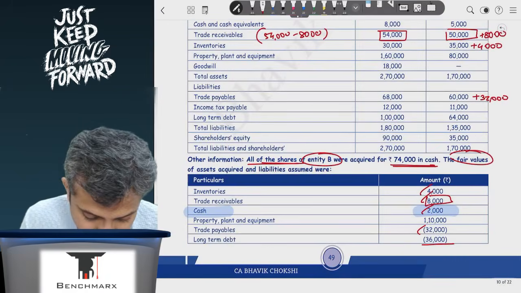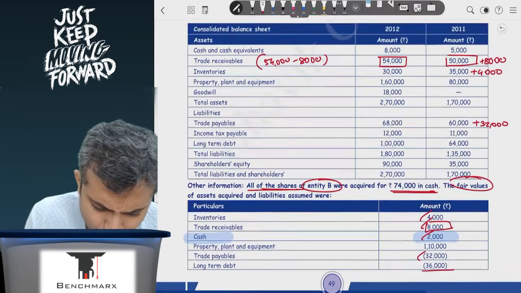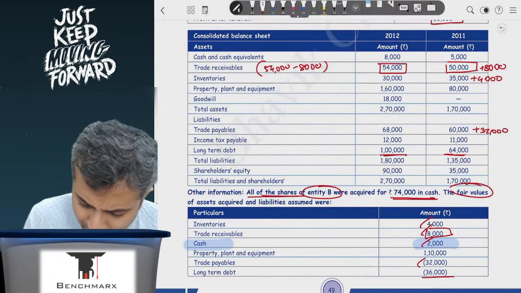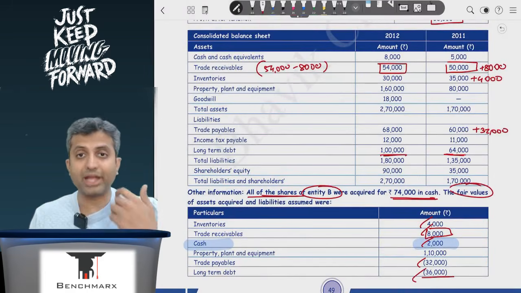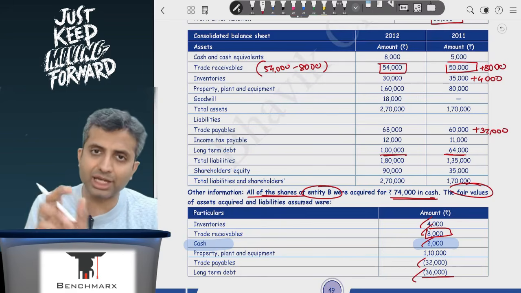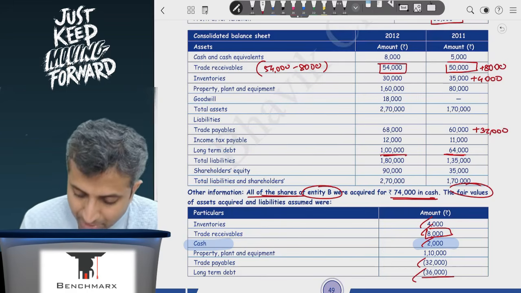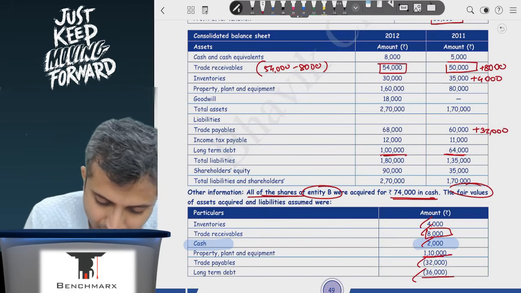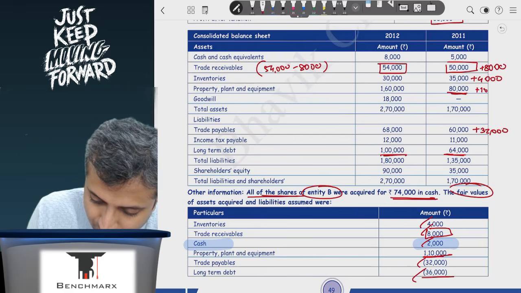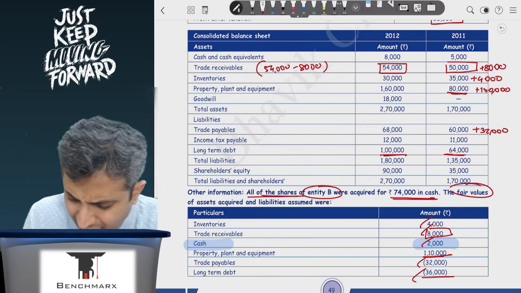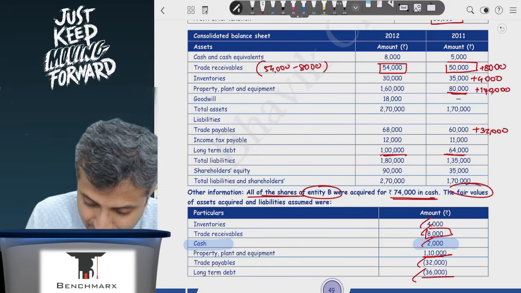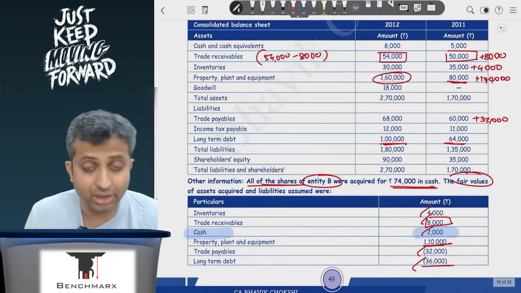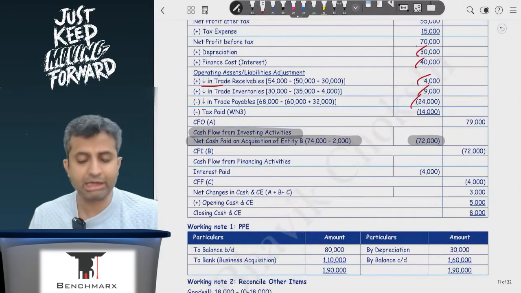Now when you look at PP or long-term debt, long-term debt is going up by 36, so 64 plus 36 will come to 1 lakh, no other changes. So it's not that new money is received, that debt is taken over, because of which your loan is increasing. Your PP is going up by 1 lakh 10. So if I add the opening PP, 80,000 plus 1 lakh 10 will come to around 1 lakh 90,000, minus depreciation, if given, of around 30,000, will come to exactly 1 lakh 60, which means there's no further purchase apart from what is there.